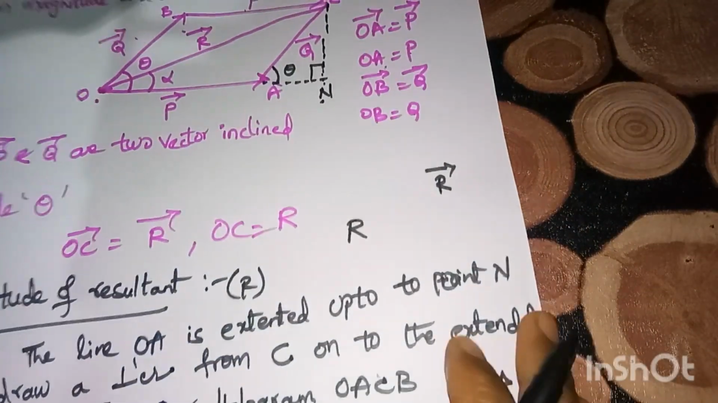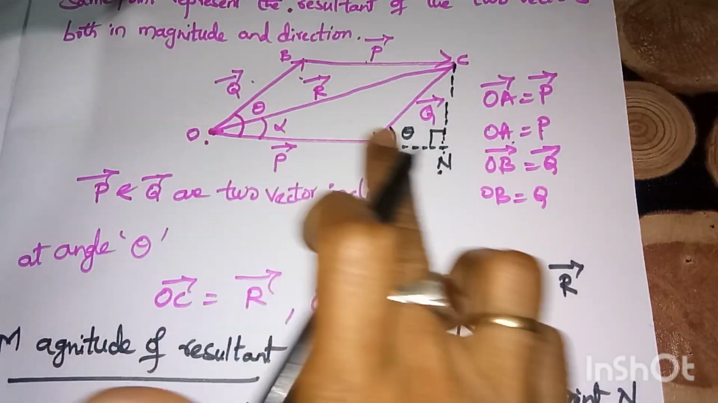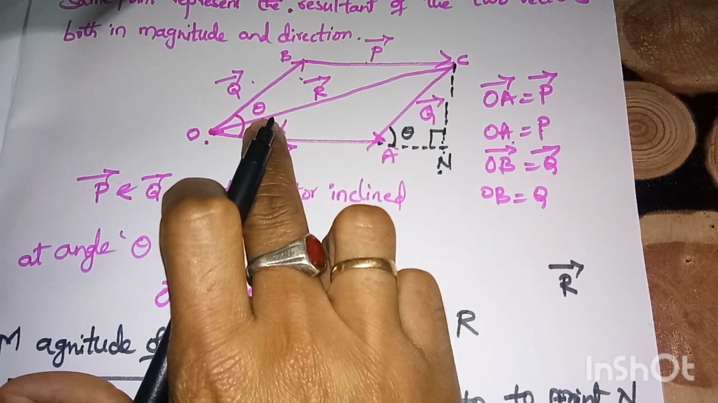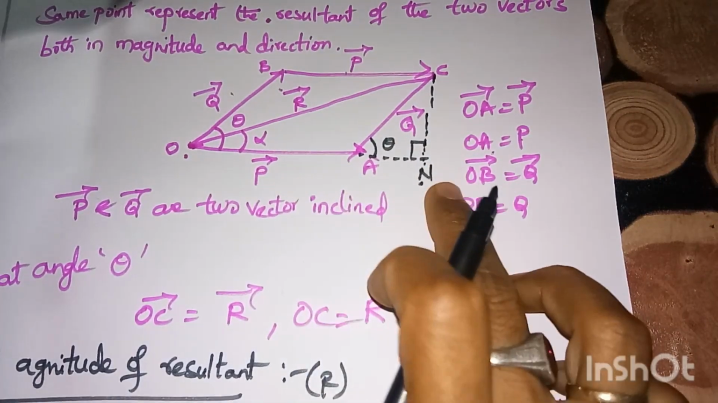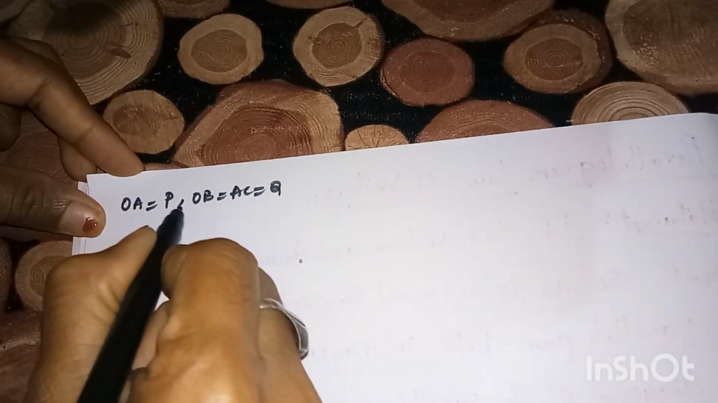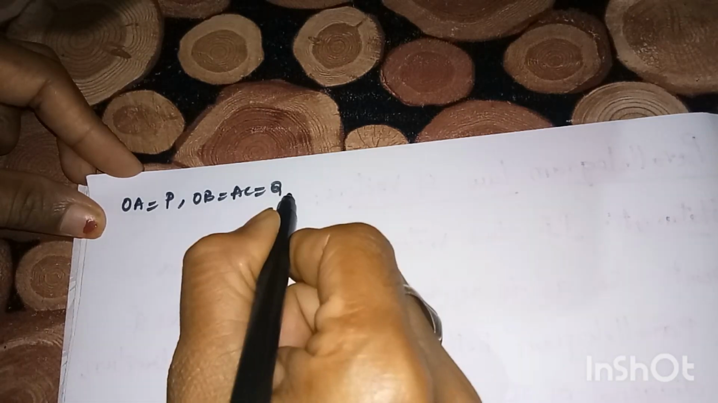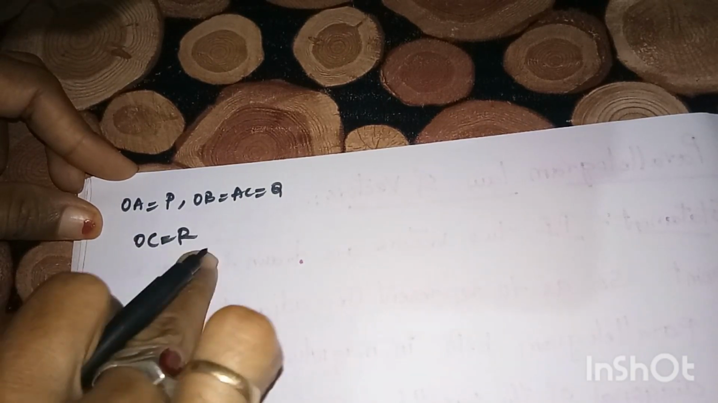So you can observe that BOA is the angle made between two vectors, that is theta. The angle theta is also CAN, that is theta. OA is P, OB is equal to AC equals Q, and OC is equal to R. This is the diagonal. OC equals R.